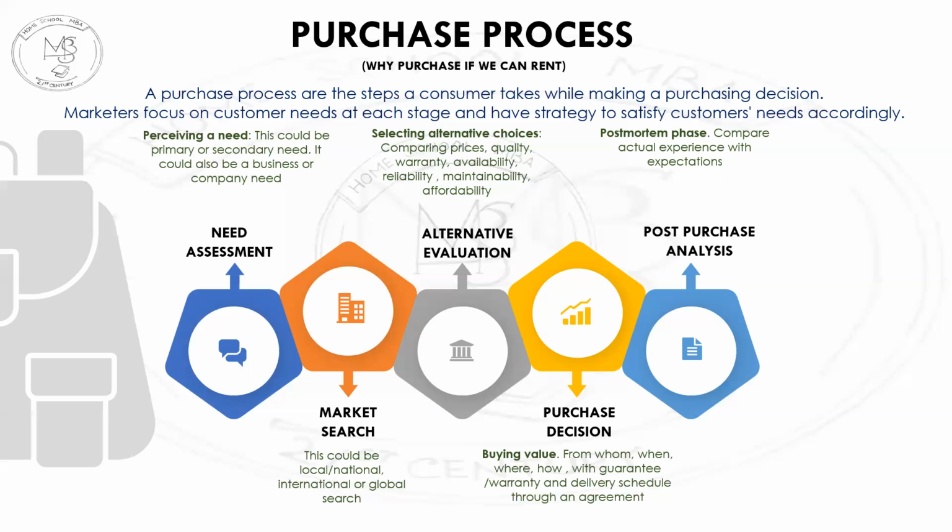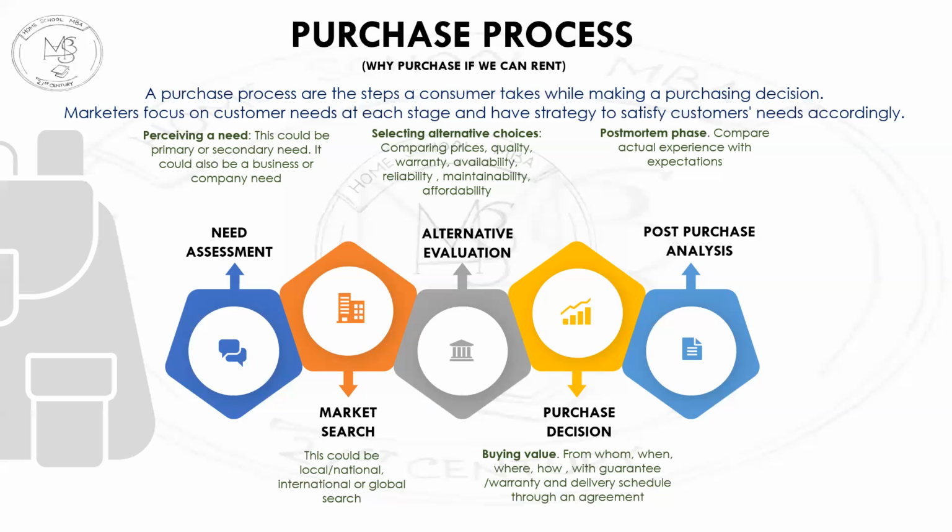Number 2 step is market search. Now that we have decided that we are going to procure or purchase, the next step is to search out the market. This could be local, national, international, or global search. That means, for the product that you want to purchase, is it available locally or at national level within the country, or at international level, within, let's say, a few neighboring countries, or at global level, that is from the world market.